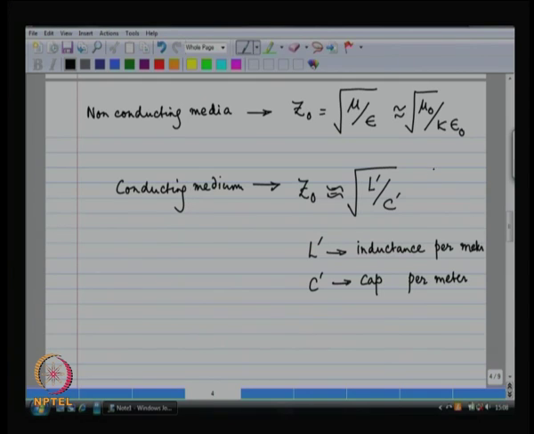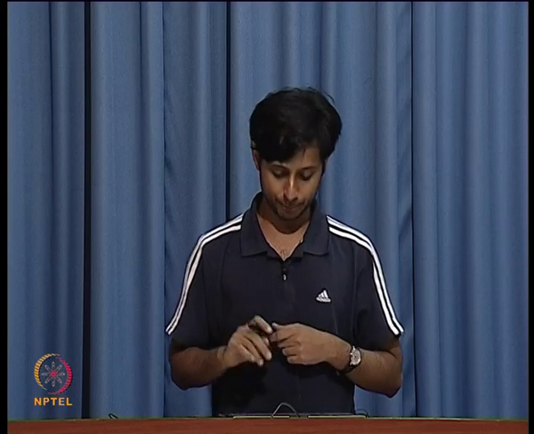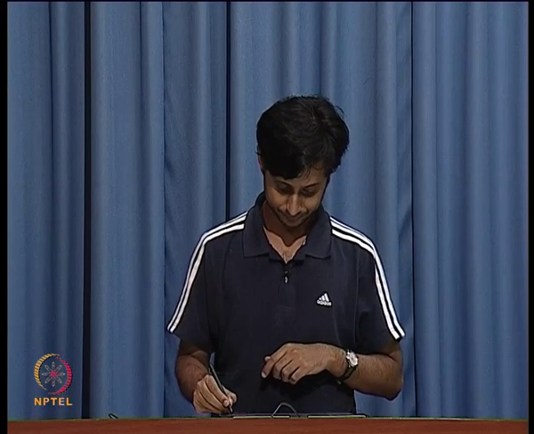It actually becomes R prime plus j omega L prime by G prime plus j omega C prime. This is actually the correct formula, accounting for all the losses, etc. Does not matter for us. We can incorporate the losses by assuming a certain number of dB degradation as the wave progresses over the medium.